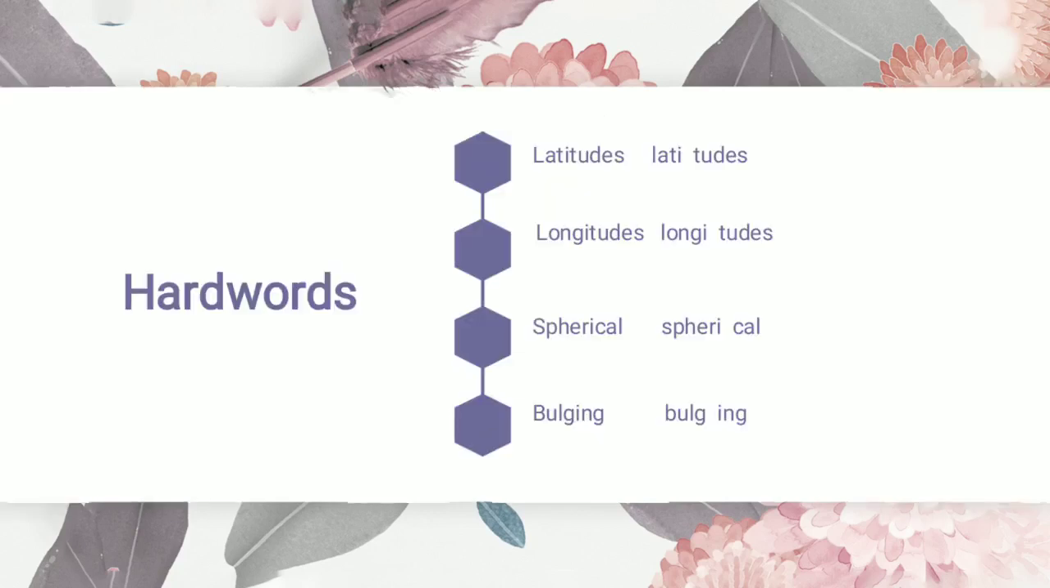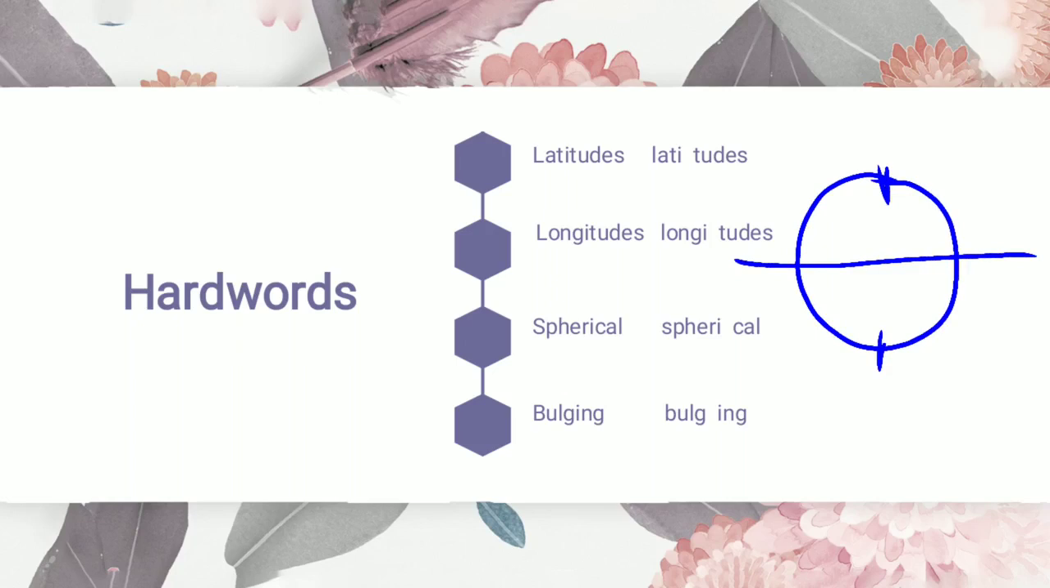First word is latitudes. Latitudes are the horizontal lines between two poles. Suppose this is our globe, or earth. There are two poles, north pole and south pole respectively. So these horizontal lines between two poles are called latitudes. Got it?